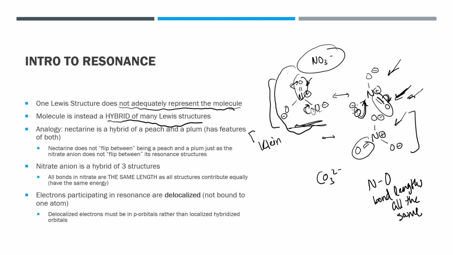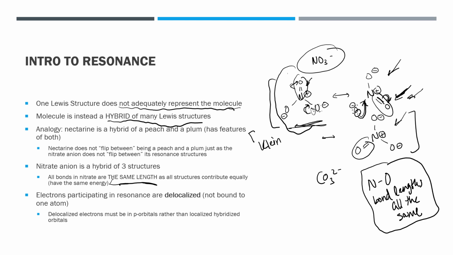And this is, if you're able to tell this, that means you truly understand what a resonance structure is. It's not that for 1 second it flips between this one and that one, it's that it's a hybrid of these structures. So again, our nitrate anion is a hybrid of these three structures. All bonds in nitrate are the same length, as all structures contribute equally and they have the same energy. That's because all of these structures are essentially the same. You have a double bond to one oxygen and two single bonds to the other two oxygens.